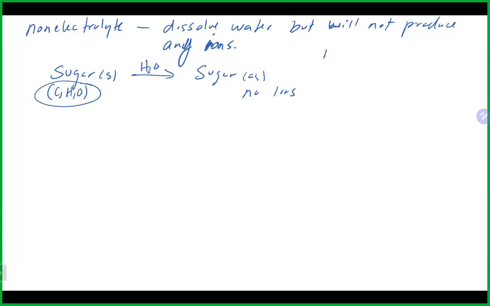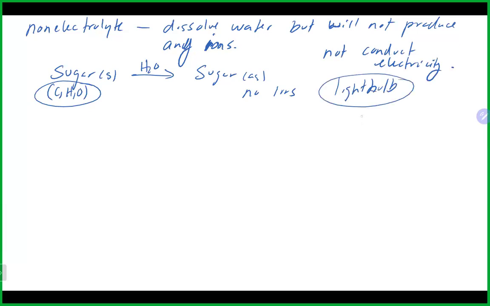It will not conduct electricity. So if you take your light bulb, for example, that we were talking about, and you put it into your non-electrolyte, it will stay off. So it will not light up at all. And again, that would be how you know it's a non-electrolyte, right? You stick it in there and basically the light bulb doesn't go off. Any questions on those three there?